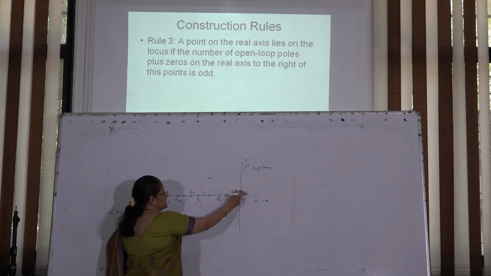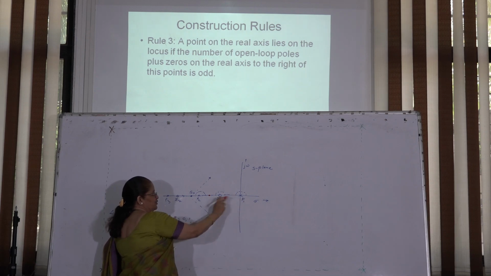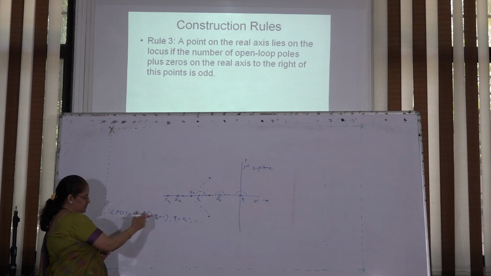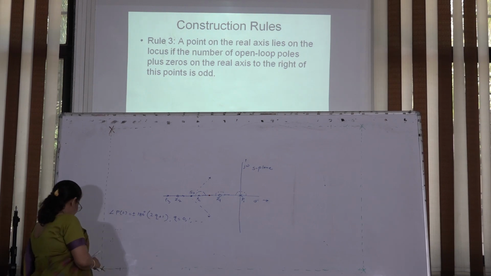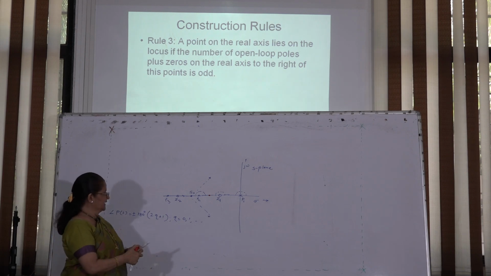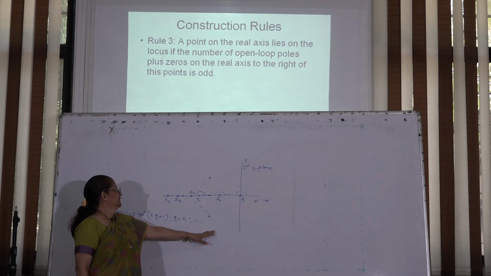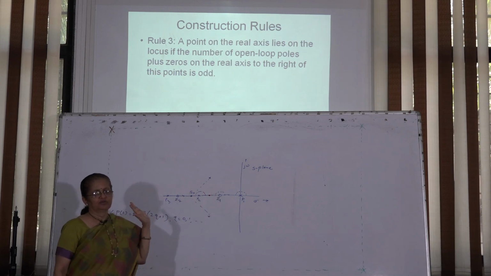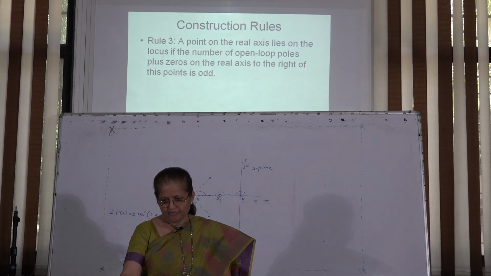Why? Because this is 180, this is 180, this is due to the zero, this is due to the pole, so it will get cancelled and the angle will be 0. So, this is not satisfied. So, if it is even, it will not satisfy the angle criteria and so the point will not lie on the root locus. So, only to the right side of this point you have to consider. So, this is rule 3.